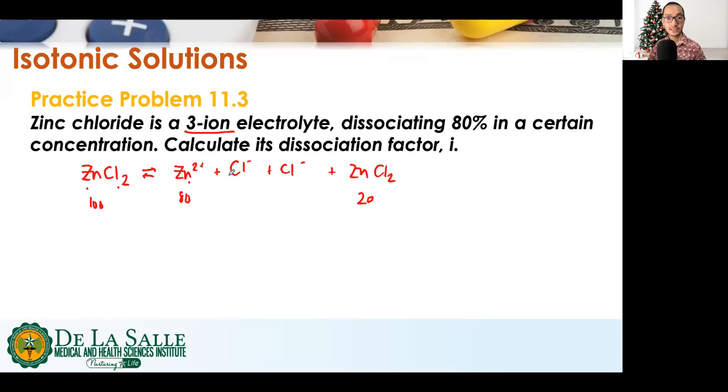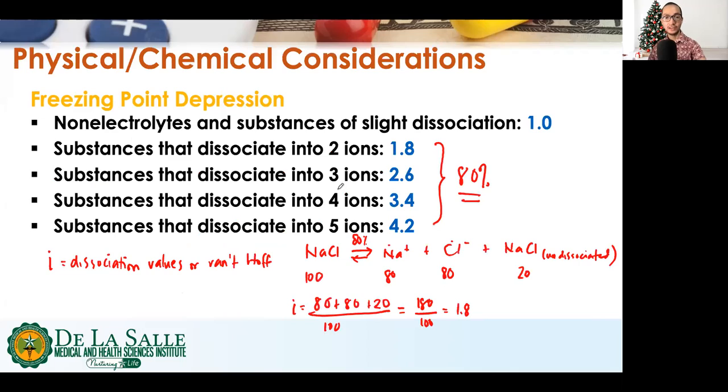Because we have a 1 to 2 ratio between zinc and chloride ions, the chloride will be 80 plus 80. So the total number of particles in your solution will be 80 plus 80 plus 80 plus 20, divided by 100. So this is 8, 16, 24, 260 divided by 100. So the I value is equal to 2.6. That's how you actually derive the value of I in this particular table.